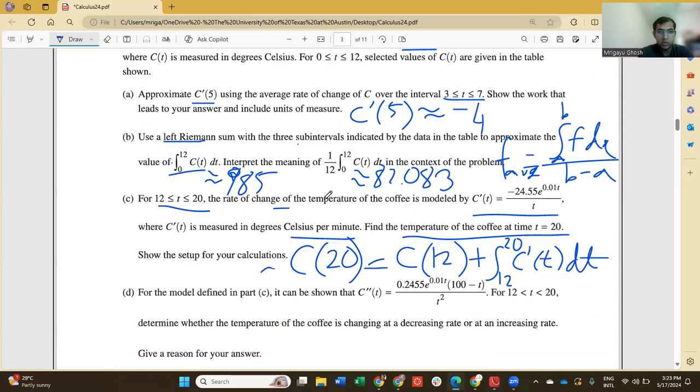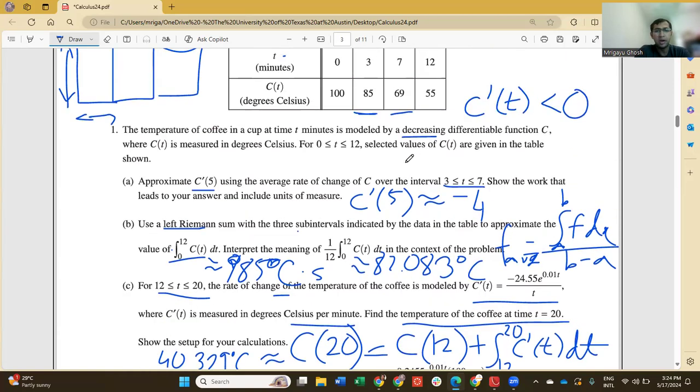solution. So this is approximately 40.329 degrees Celsius. Make sure you include the units. I should have included the units here as well. Right, so that should be degrees Celsius times seconds. Maybe they don't care so much about the units. I'm not sure. But just to make sure, C prime of 5 is negative 4 degrees Celsius per minute.